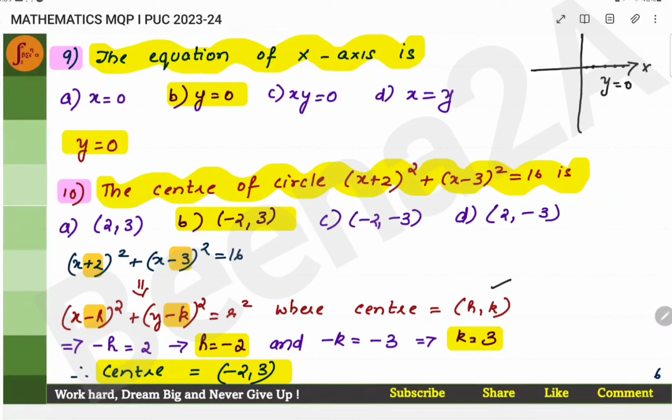So equate it. Minus h is equal to plus 2, therefore h is minus 2. And here minus k is equal to minus 3, therefore k is equal to plus 3. The center is h, k, which is minus 2, comma 3. So option B is the right answer.